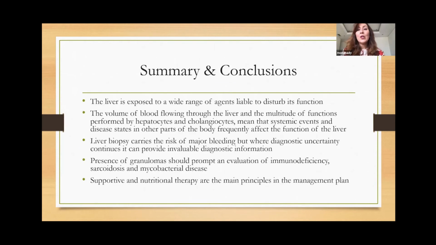So in summary, the liver is exposed to a wide range of agents liable to disturb its function. The volume of blood flowing through the liver and its complex function means that systemic diseases and systemic illnesses in other parts of the body frequently affect the liver. Liver biopsy is not without its risks, but when there is diagnostic uncertainty, it's important to get accurate information. Presence of granulomas should prompt thorough investigation to evaluate for immune deficiency and sarcoidosis. Nutritional supportive therapy is the mainstay for managing liver disease.